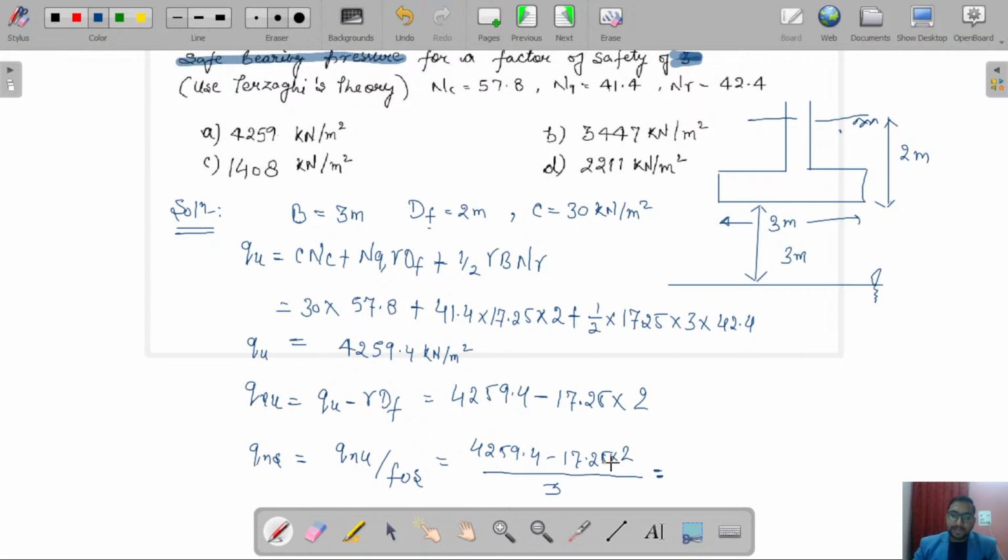So the net safe bearing pressure we are getting is 1408.3 kilonewton per meter square. So the correct answer will be option C. 1408 kilonewton per meter square is our net safe bearing pressure. Okay, let's move to the next question.